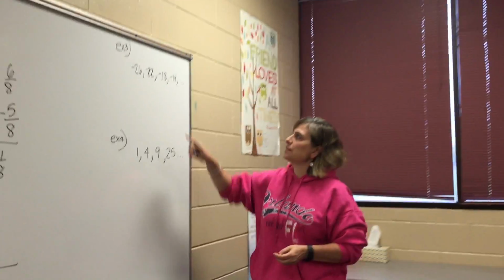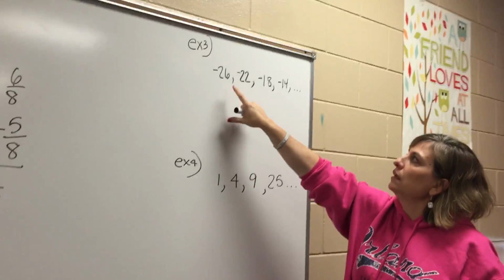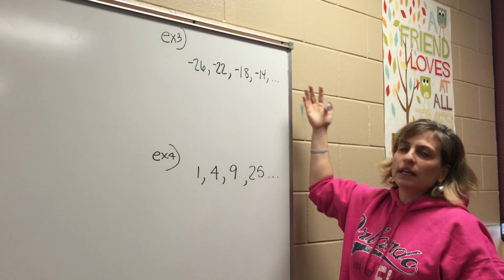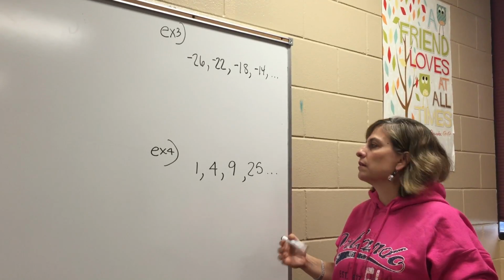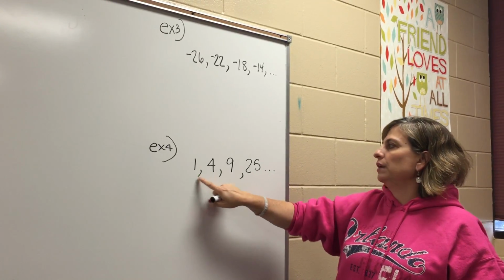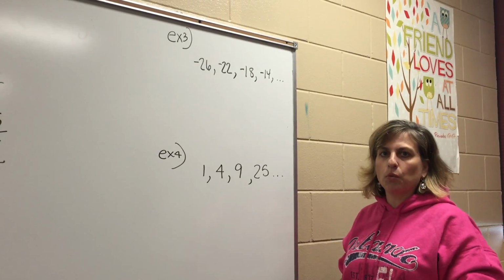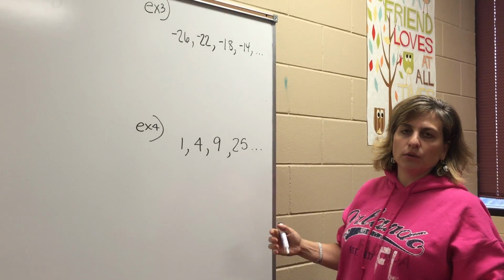I would like you to do these examples without me. Negative 26, negative 22, negative 18, negative 14. Is that an arithmetic sequence? How about this one? 1, 4, 9, 25. Is that an arithmetic sequence? So do that workout. Pause the video.